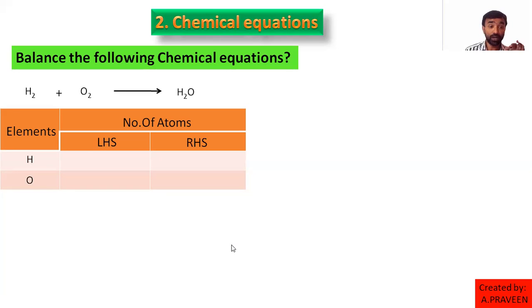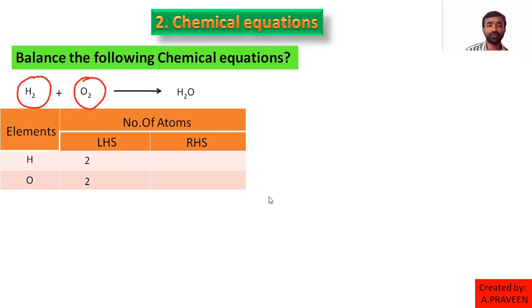For naming the elements or atoms in the table, go only by the reactants, not the products. Always from the left side. Then counting that: in hydrogen, H2, I have 2 atoms of hydrogen. Next, 2 oxygen atoms are there in an oxygen molecule.